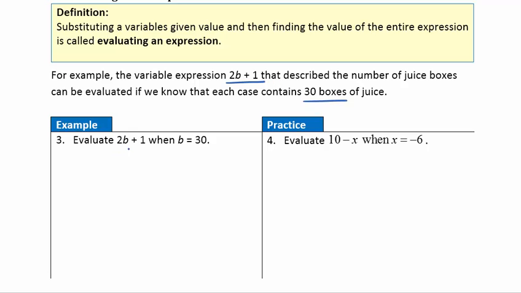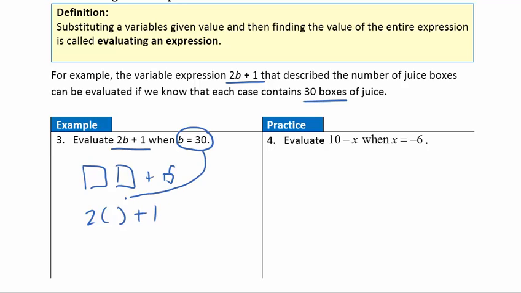So here was our expression, 2b, because we had 2 of those boxes, remember, plus one more little juice box there. And we didn't know how many juice boxes we had entirely, but we could describe them with this, 2 times b, and b is the number of juice boxes in a case, plus 1. Well, we can evaluate this now if we know that there are 30 juice boxes in one of these cases. So what we would do here is substitute the value of b down here for the variable.